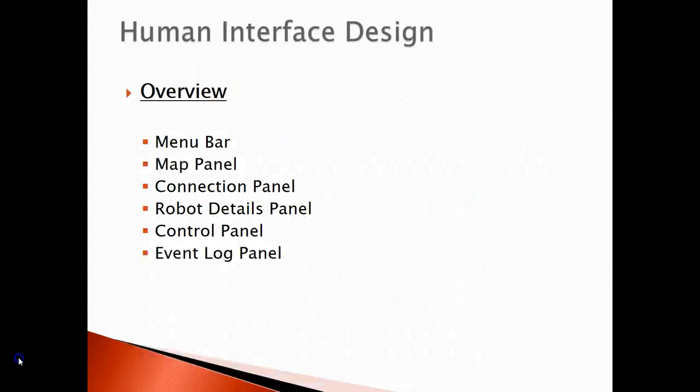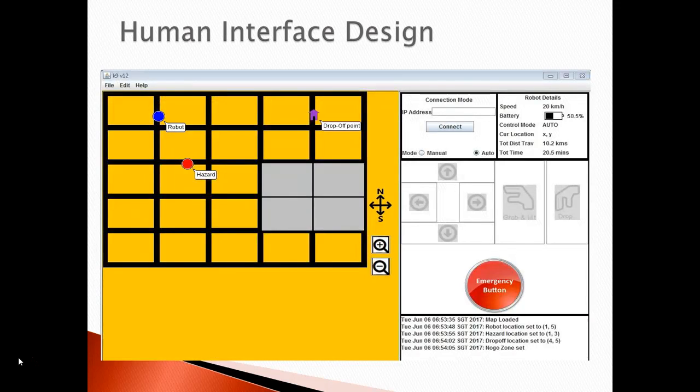Now we will discuss about the human interface design. I will be briefing about the main components in the GUI. This is how the whole user interface looks like. It has the following components.